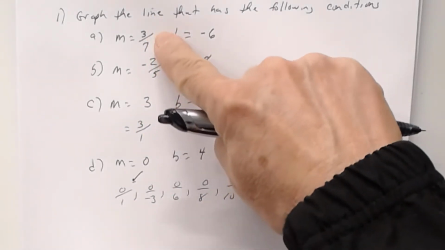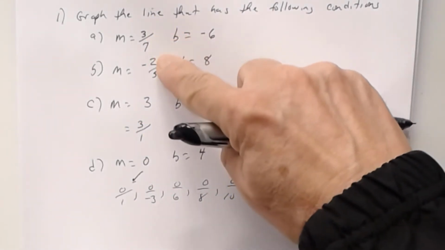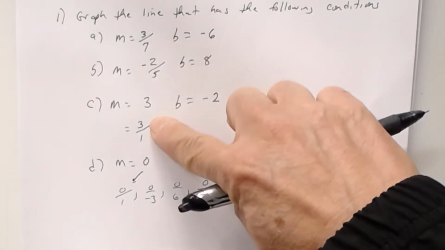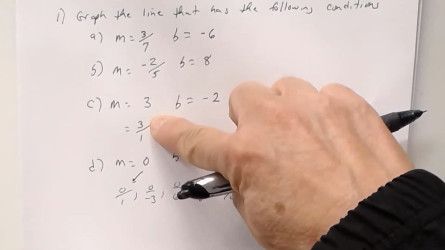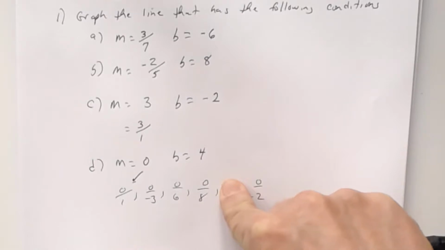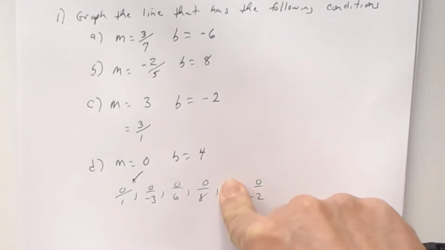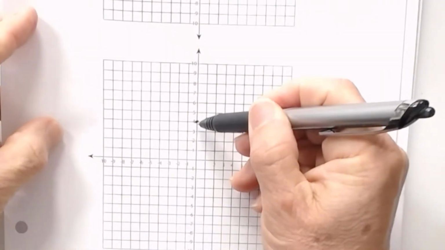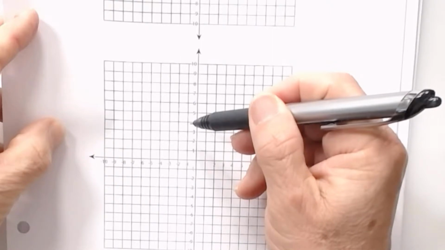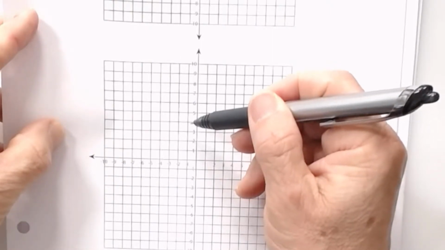So if the rise was 3, that means I go up 3. If the rise was -2, that means I do what? Go down 2. If the rise is 3, I go up 3. All right, but in this case, the rise in all of them is what? 0. So that means, do I go up, down, or stay? I stay. I don't rise at all. So on this y-intercept, I stay there. I don't go up, I don't go down, I stay. The rise is 0. Now let's talk about the run.